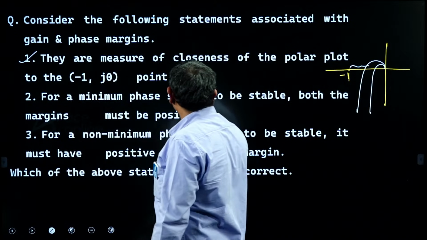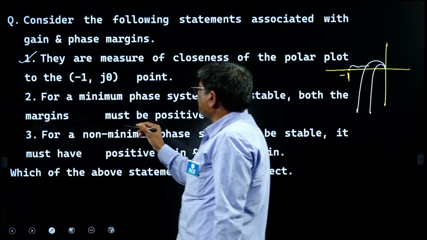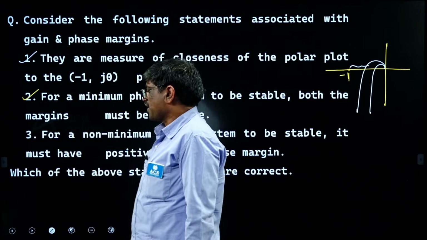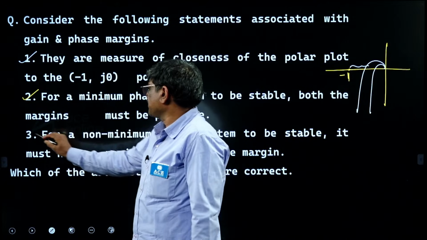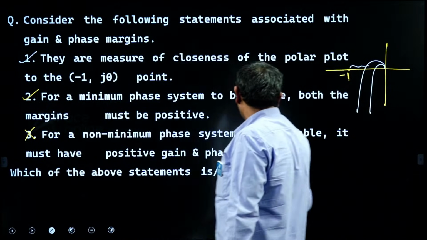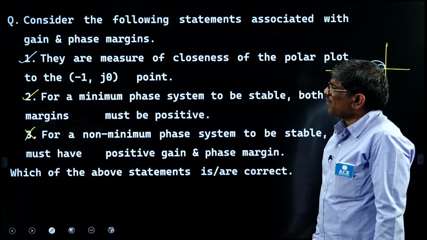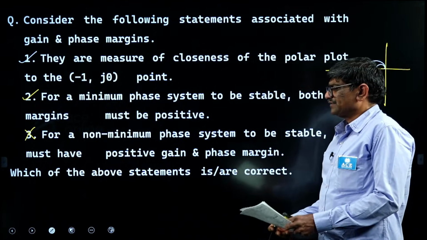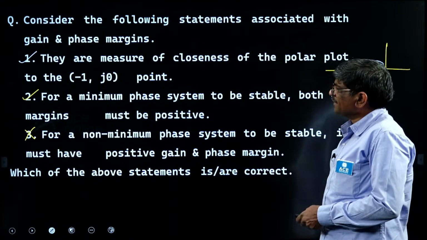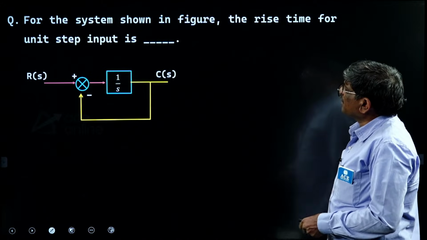So next, for a minimum phase system, both gain and phase margins must be positive, correct. For non-minimum phase, there is no particular condition, I told you. There is no particular condition. That means 1 and 2 are correct. 1 and 2 are correct. Okay. Next, solve this.